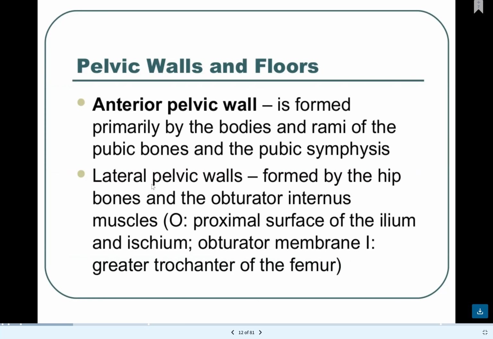So we are just trying to tell us that the obturator internus muscle will originate from the proximal surface of the ilium and the ischium, and then insert on the greater trochanter of the femur.